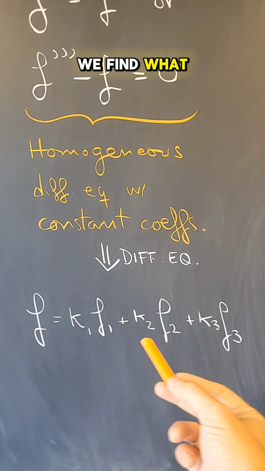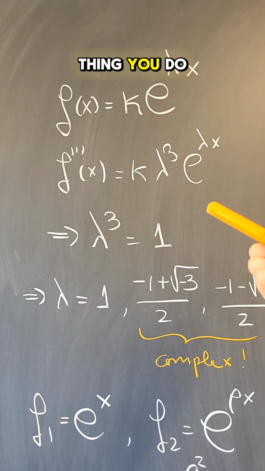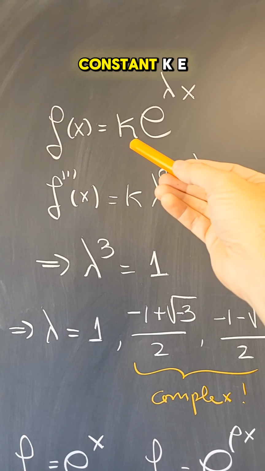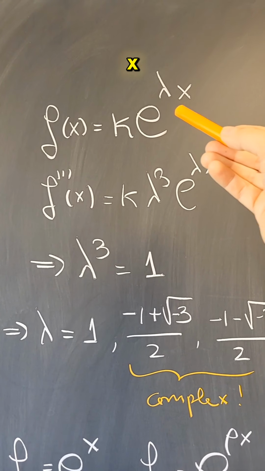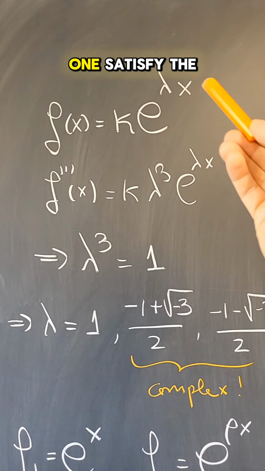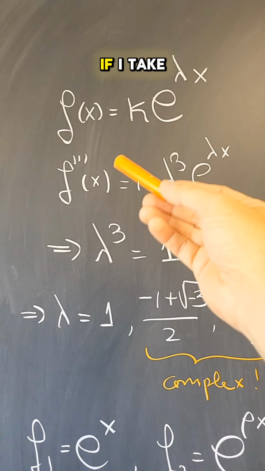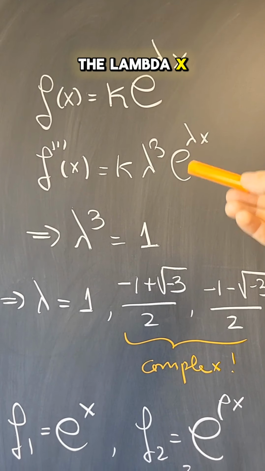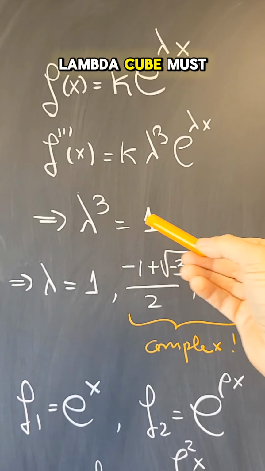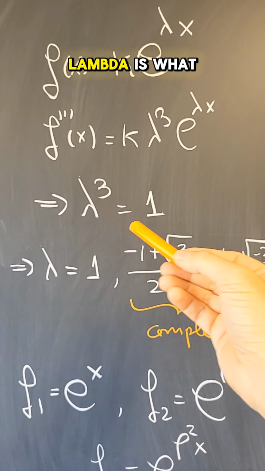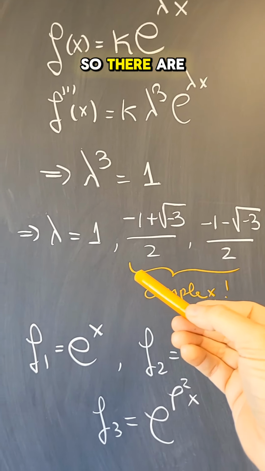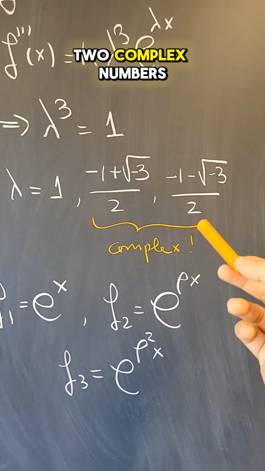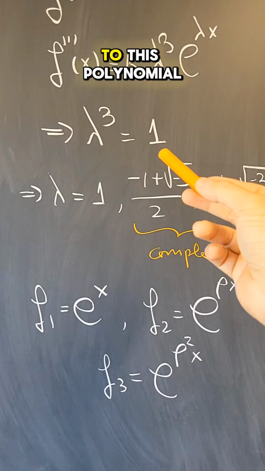So how do we find what are these functions? Typically, the first thing you do is try exponential solutions. So let's see if f of x is a constant k, e to the lambda x, where lambda is another constant. Let's see which ones satisfy the differential equation. If I take the third derivative, I get k times lambda cubed e to the lambda x, and if these two are the same, lambda cubed must be 1. Therefore, lambda is what we call a third root of unity, so there are three possibilities. Lambda is 1, or lambda is one of the two complex numbers that are solutions to this polynomial.